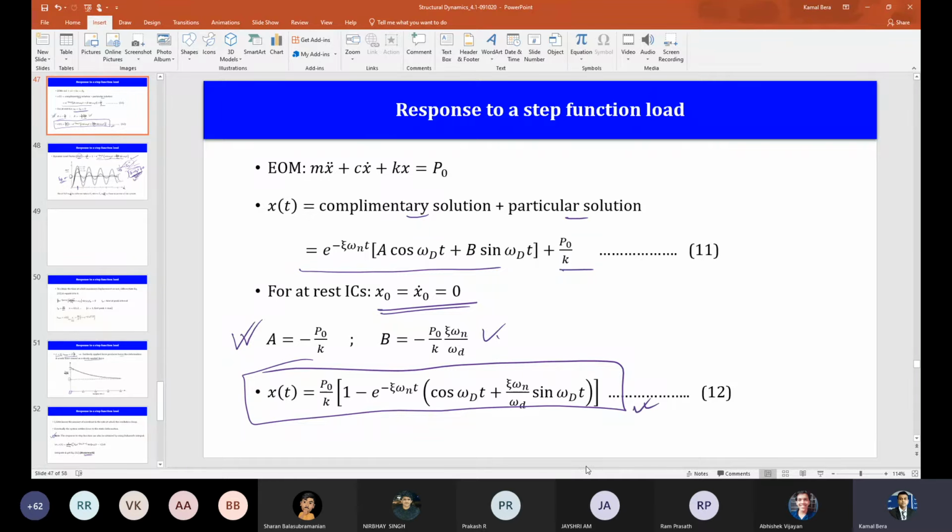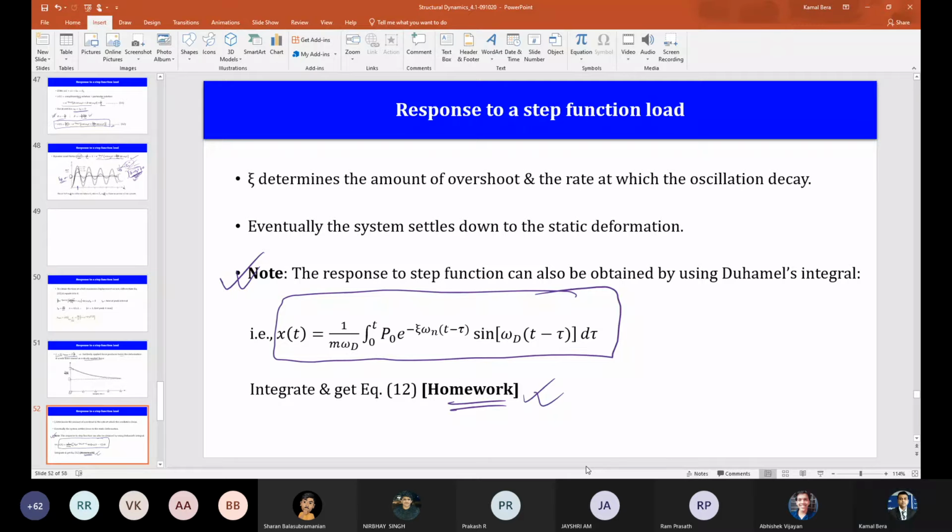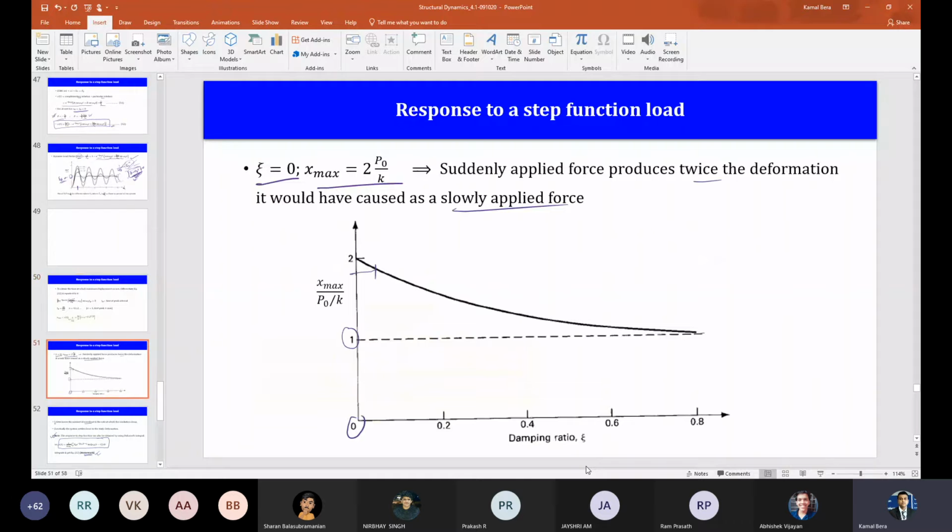That is for the damped system. You can substitute zeta equal to 0 to get the response for the undamped system. This can also be obtained by considering the Duhamel integral approach, where you have to perform this integration by parts. You can do that and check yourself whether you are getting the same result. The damping ratio zeta determines the amount of overshoot and the rate at which the oscillation decays. Overshoot means how much the response goes above this level.